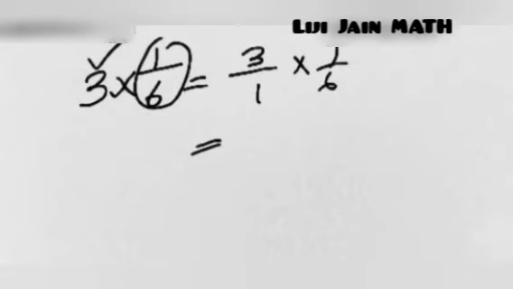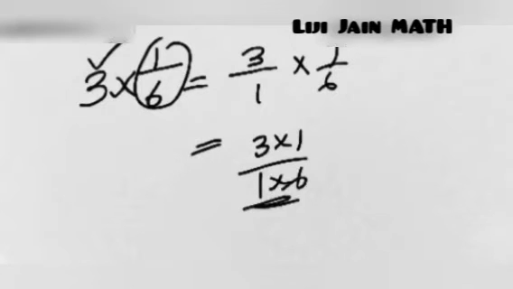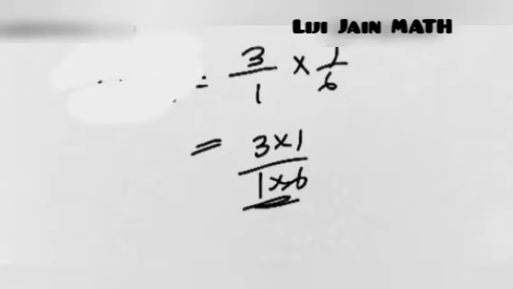Now apply the rule for multiplying the fractions. What is the rule for multiplying two fractions? Yes, product of the numerators by product of the denominators. That means 3 into 1 by 1 into 6. That's all. Have you got the concept? So a mixed fraction is entirely different from the product of a whole number and a fraction. This multiplication session is very, very easy.